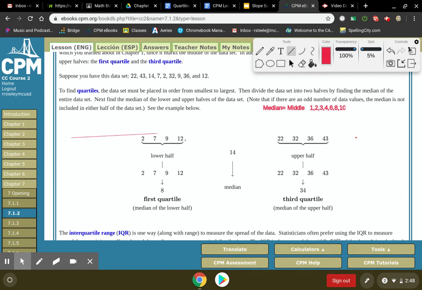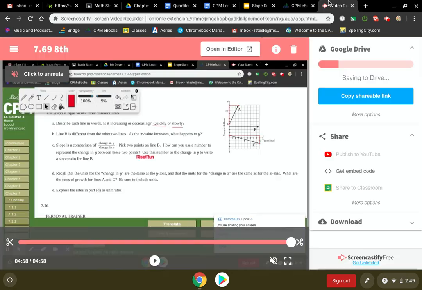So this is a number line of data that they've put in order from smallest to largest. Okay, so these were the data pieces that they had collected: 2, 7, 9, 12, 14, 22, 32, 36, 43. And they put them in smallest to largest. Then they divided the set into 2 halves using the median. So they found the median number being 14. So this was the first set of data, and this was the second set of data. So we have 2 sets of data that we're working with right here.